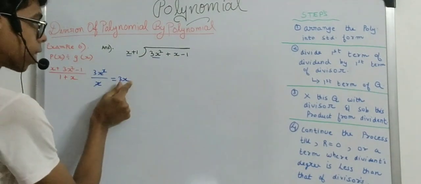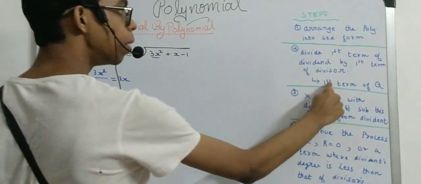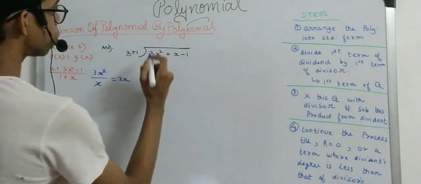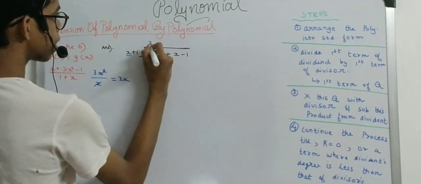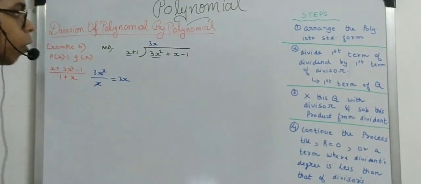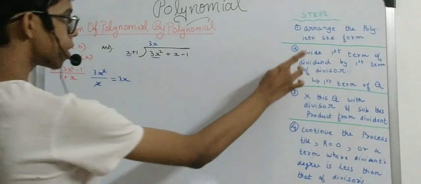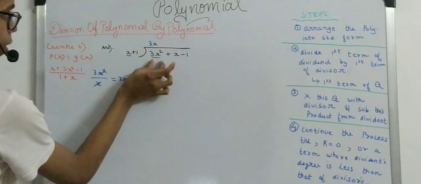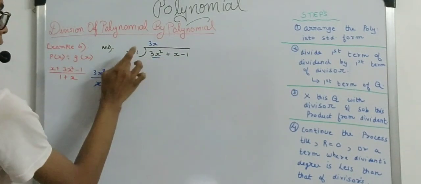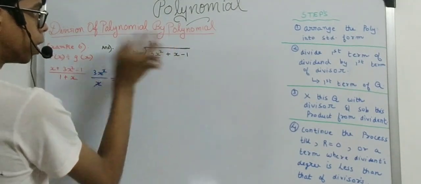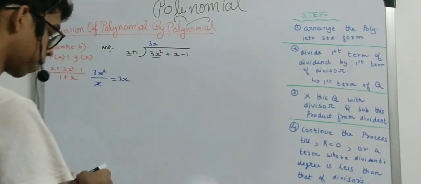Now this 3x that we have got will be the first term of our quotient, which means we can write 3x over here. This is the first term of your quotient. Okay, so that is your second step. That is, take the first term of the dividend, divide it with the first term of the divisor. The value you are getting will be the first term of the quotient.